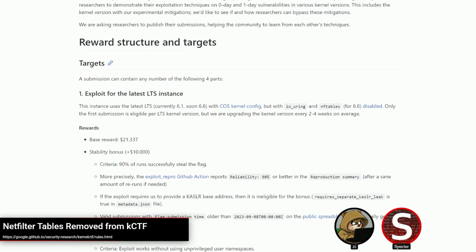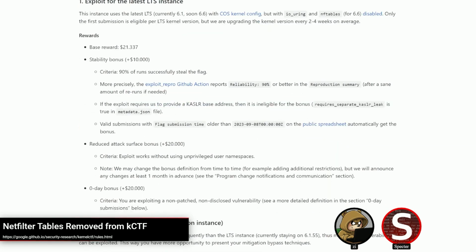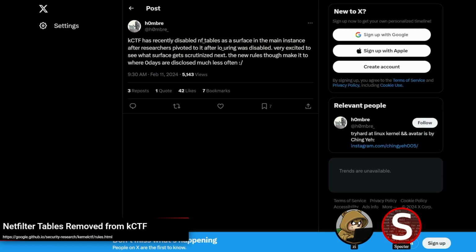So I don't know. Basically, I'll put it like this. I don't think disabling subsystems like this makes sense for the future of kCTF, because, as Hombre said in the last sentence here, I think it's going to result in fewer submissions overall, which is going to give them less data to operate off of, because people don't want to burn core kernel bugs for the same amount of money that was getting paid out for NF table bugs, right? So yeah, I don't really like the direction.